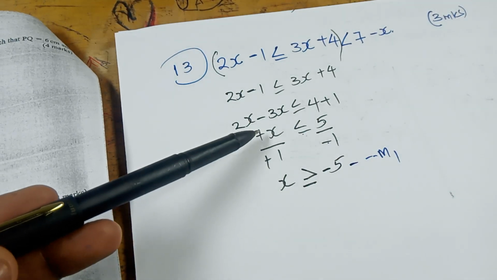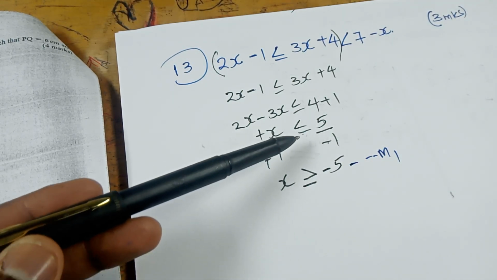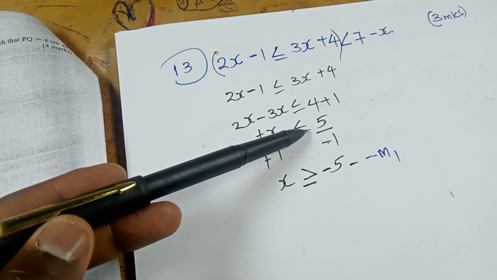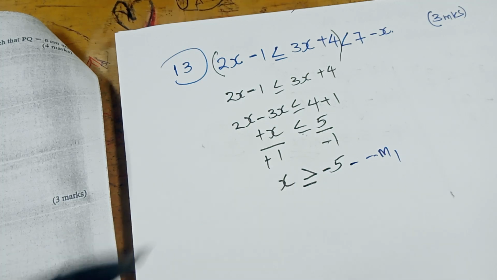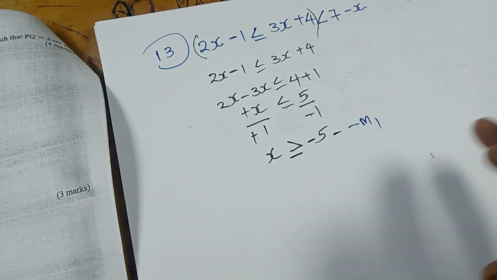Once you divide with a negative coefficient, your sign changes. If it was less than or equal to, it becomes the opposite, greater than or equal to. So let's continue with our second part.